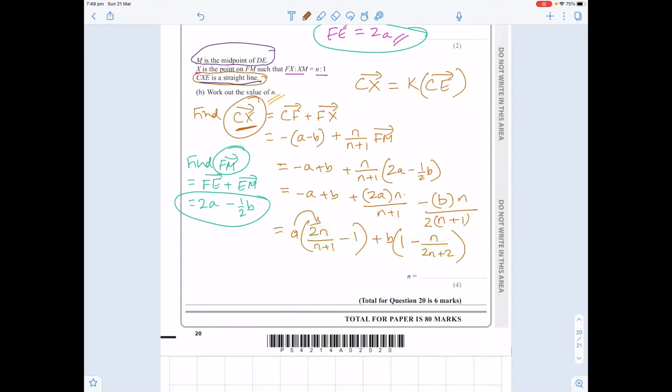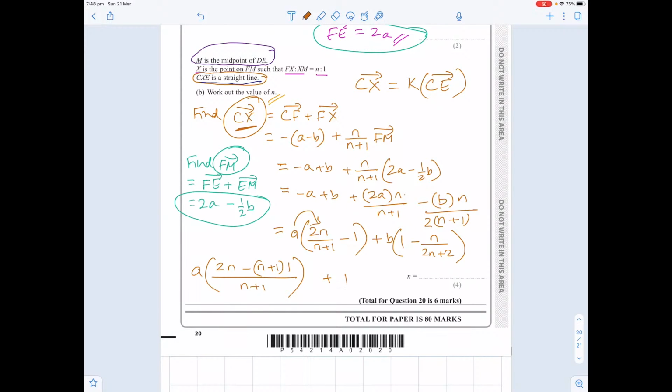Okay, now how do we do that? We have the 2n over n plus 1 minus 1. Let's make that 1 have the same denominator. First of all, make it into a fraction, but have the same denominator as n plus 1. Now, earlier on, we did this on a question, okay? So it shouldn't be too difficult now. So 2n minus n plus 1 times by 1, you don't need to write that, over n plus 1. I've made the denominators the same, and I've added it.